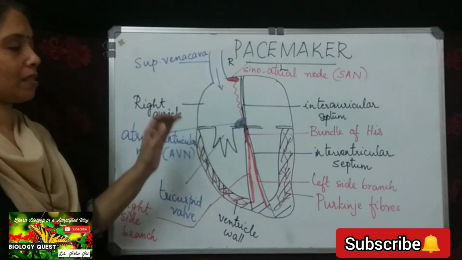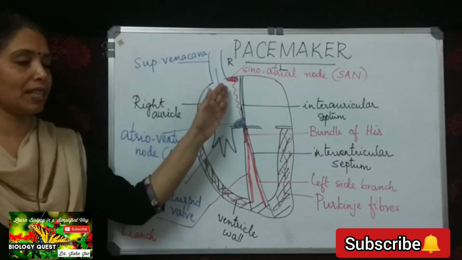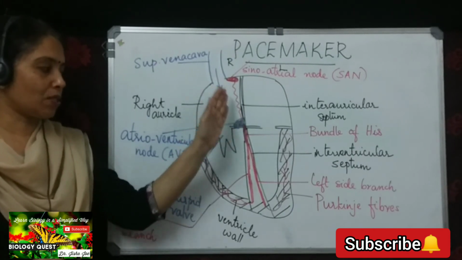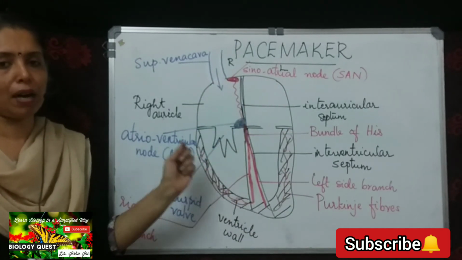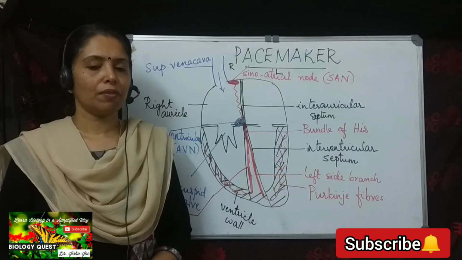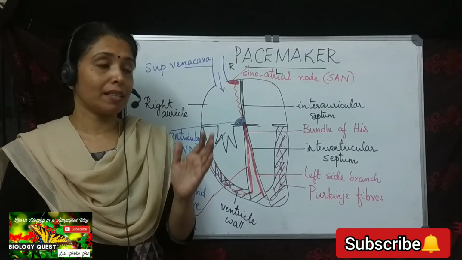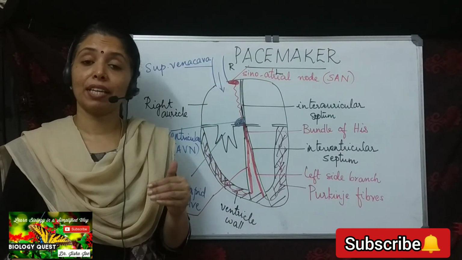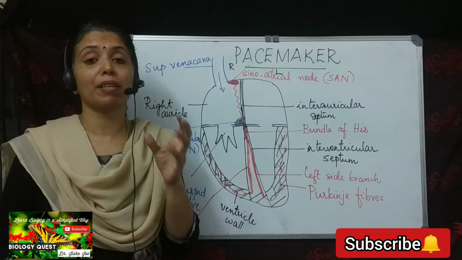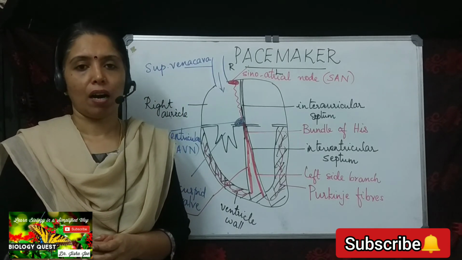So this is how the impulse which originates at the pacemaker is transmitted to all the different parts of the heart. So children, now I hope you have understood that it is the pacemaker which initiates and maintains the rhythmic contraction of the heart.